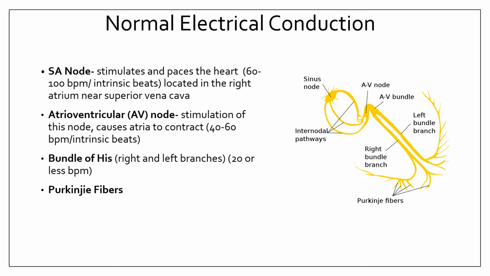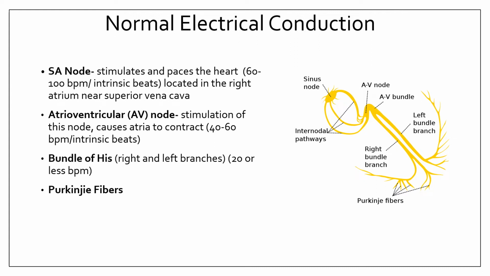So let's start with the normal electrical conduction. So this slide shows us the normal electrical pathway of the heart. So this is the sequence that must occur for us to have effective cardiac contraction and cardiac output. And every rhythm we interpret later is a variation or a disruption of the normal pathway.